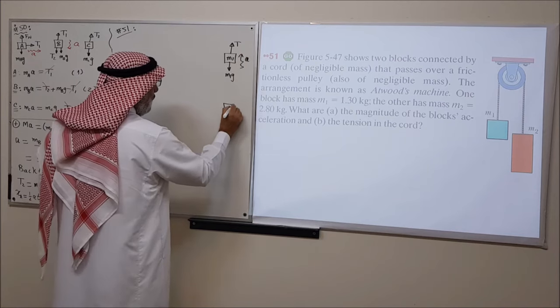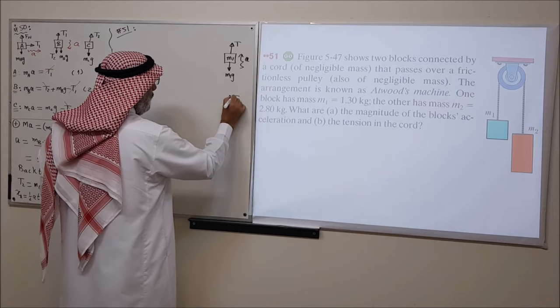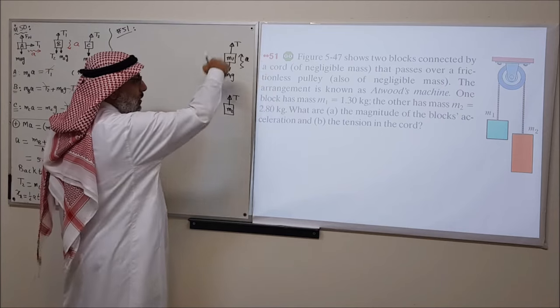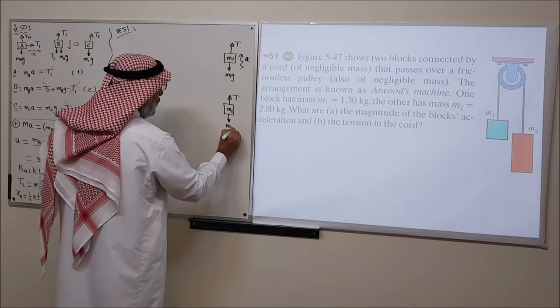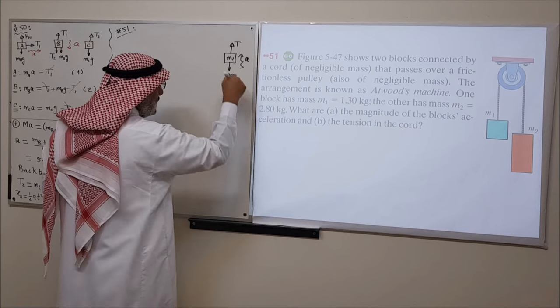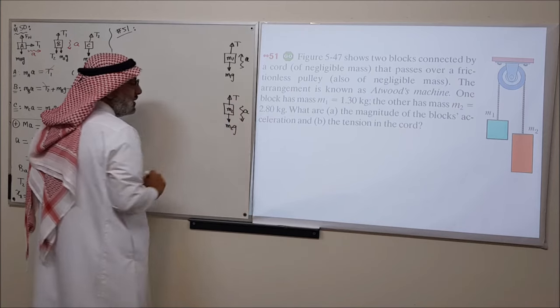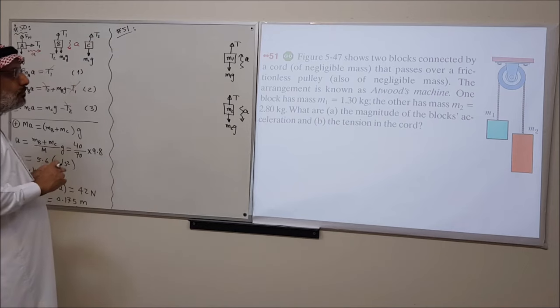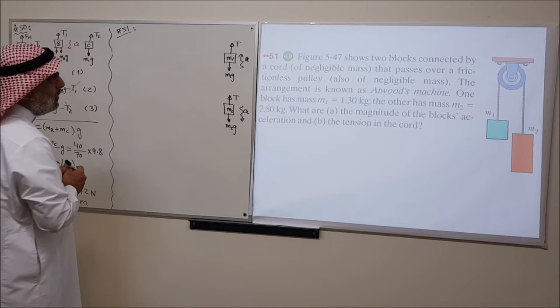For the heavy one, M2, the free body diagram will be this way. T is the same tension on the two sides of the cord, and then we have its gravitational force, M2G. Since it is heavier, it will accelerate downward, so that is the direction of its acceleration. Now, write Newton's second law for the two and solve the problem simultaneously.